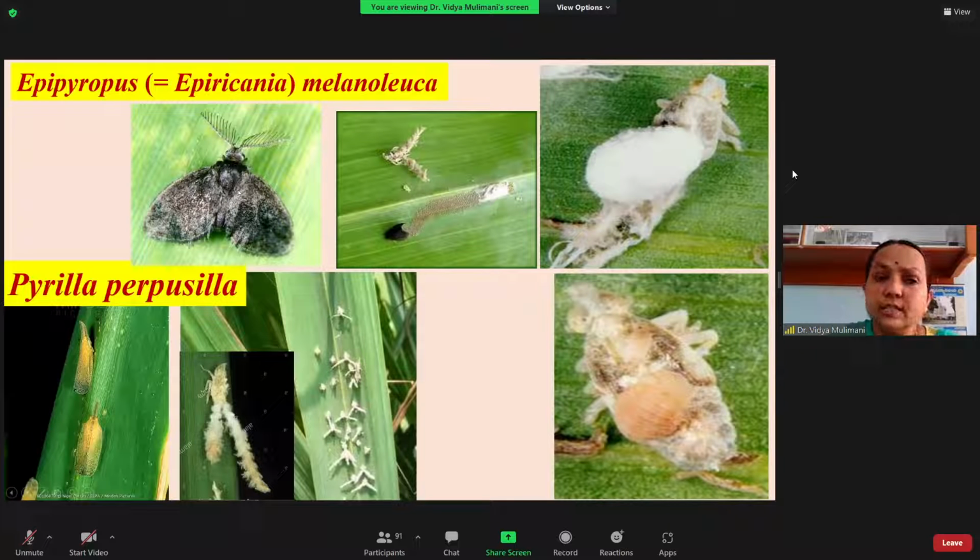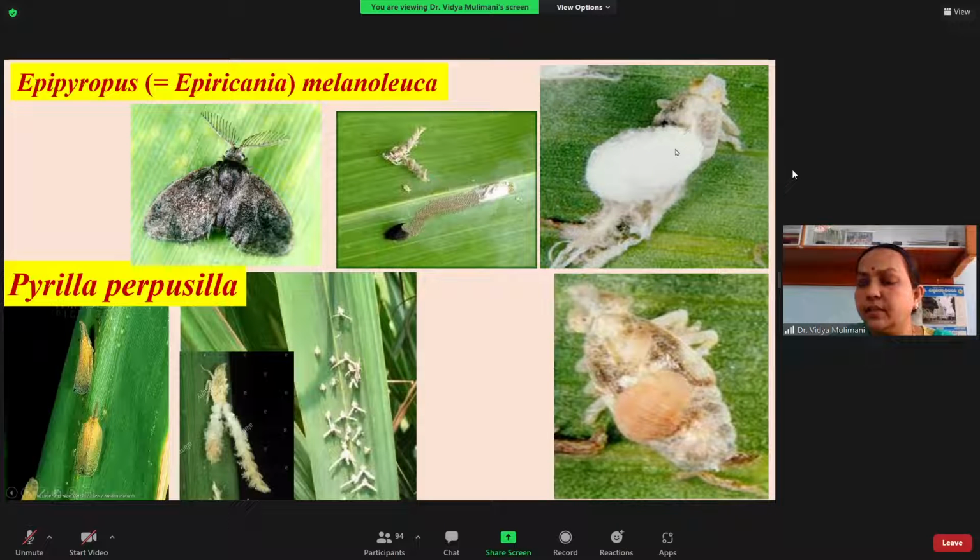This is the adult of the Epiperophus, that is Epericania, and she will be laying a large number of eggs. You can see here she lays the eggs in a group. After hatching, the larvae of this Epericania will migrate from the hopper, the caterpillar that hatches will migrate and attach to the body of the Pirilla. In this photograph, you can see it on the dorsal side of the body.